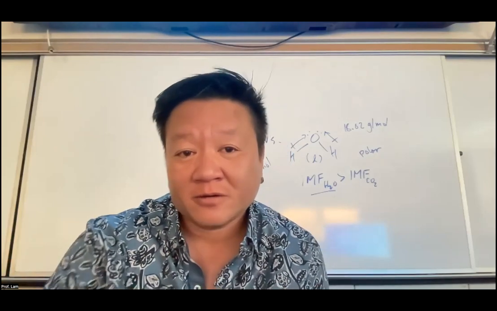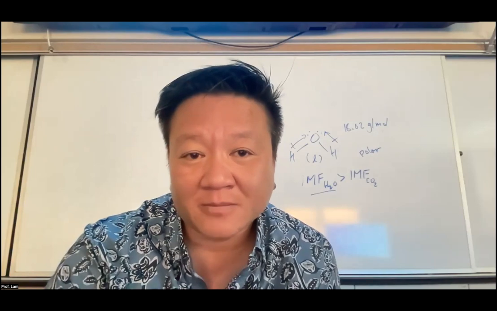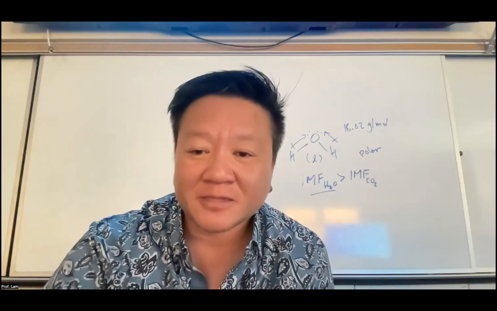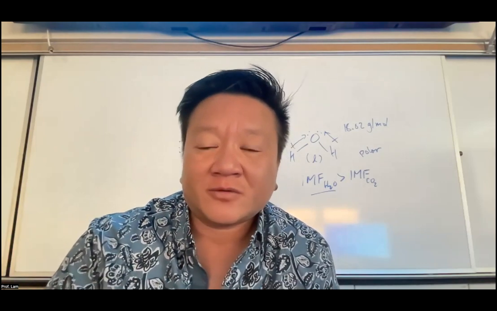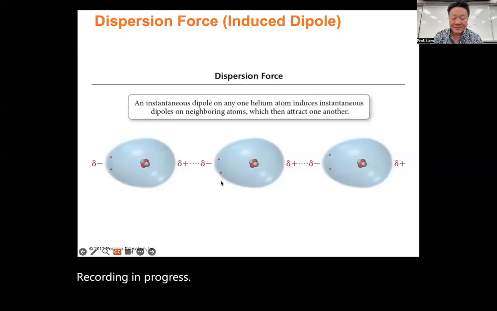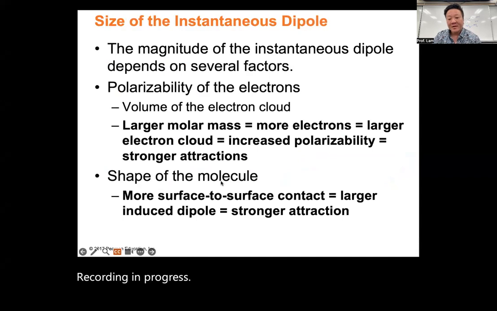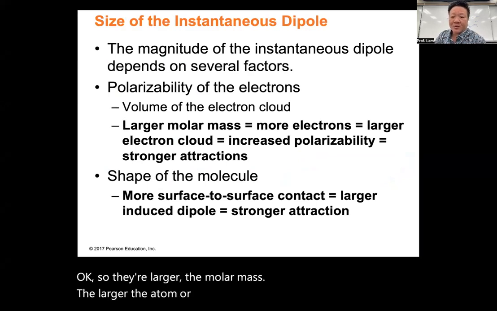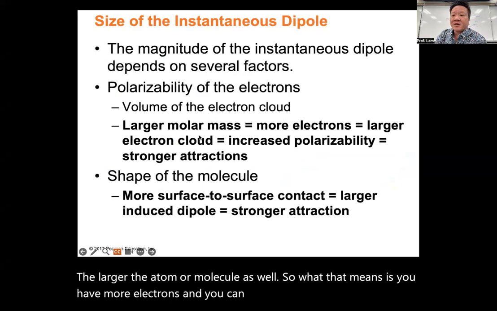you have to compare similar molar masses, right? Because the larger the molar mass, the larger the dispersion force. So to be fair, you have to compare molecules of similar molar masses. The larger the molar mass, the larger the atom or molecule as well. So what that means is you have more electrons and you're going to have a larger electron cloud.